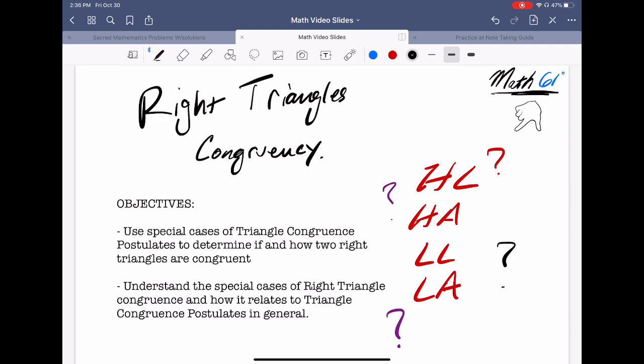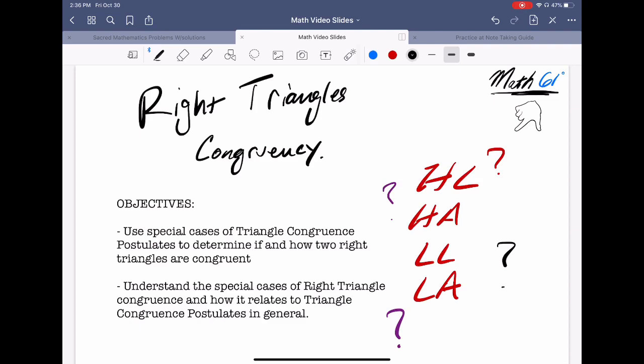We're going to talk about right triangle congruency. Got two objectives with this video. We're going to use special cases of triangle congruence postulates to determine if and how two right triangles are congruent. And we're going to understand the special cases of right triangle congruence and how they relate to triangle congruence postulates in general. It's a mouthful, but we'll get to it.